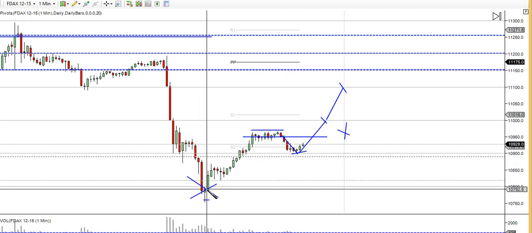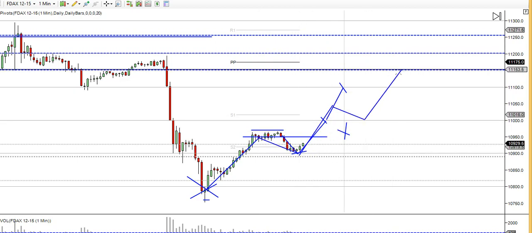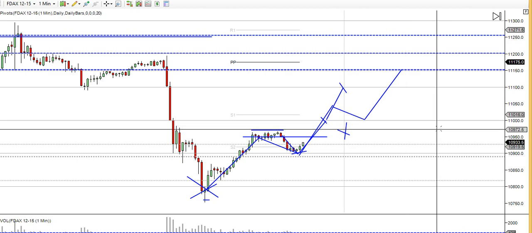This initial support held very good, then pullback, then support. Let's see if this kind of formation will happen and we will go back to where we started.